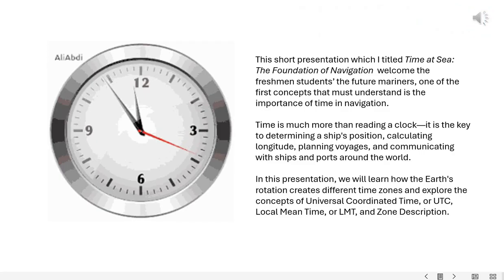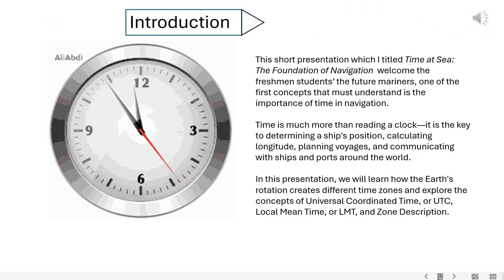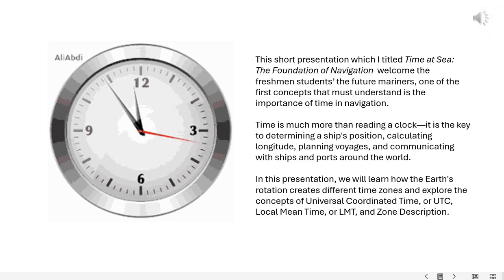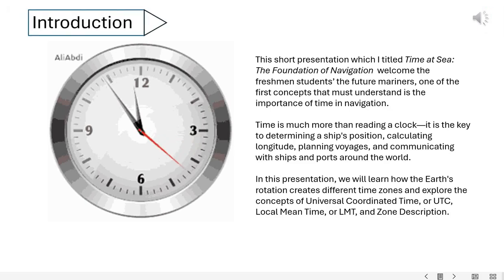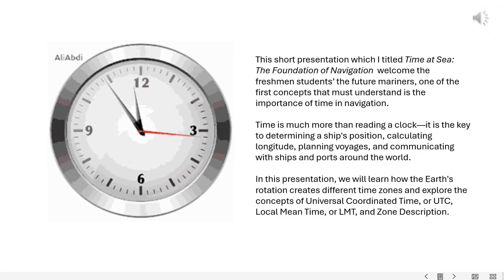In this presentation, we will learn how the Earth's rotation creates different time zones and explore the concepts of Universal Coordinated Time, or UTC, Local Mean Time, or LMT, and zone description.